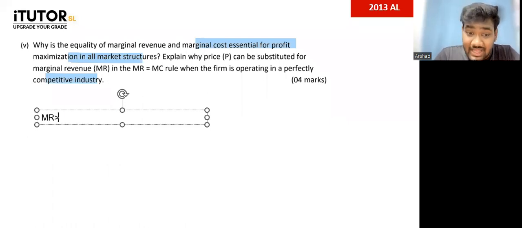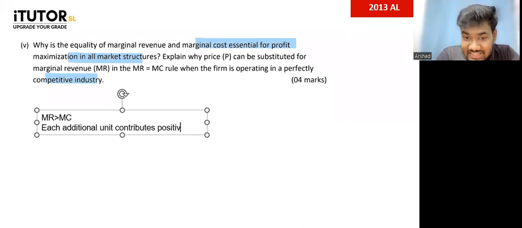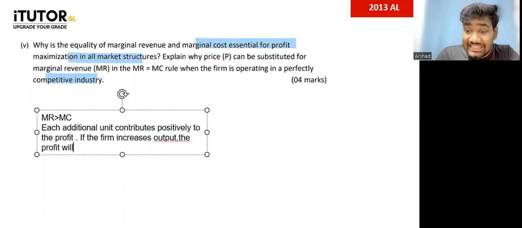So remember, when MR is greater than MC, what happens? When marginal revenue is greater than your marginal cost, what does that mean? That means each additional unit contributes positively to the profit. In other words, if the firm increases output, what happens? The profit will increase. Do you all understand that point, guys?